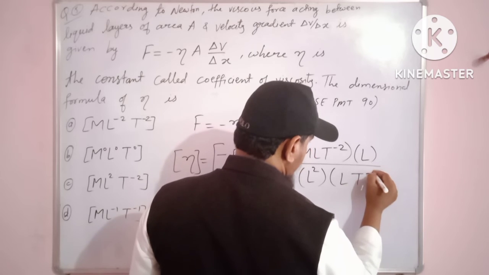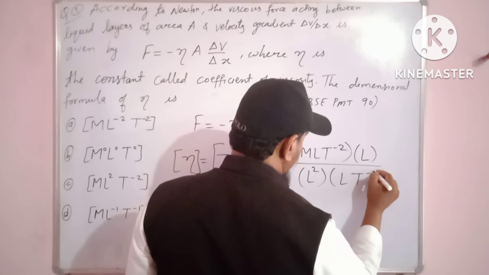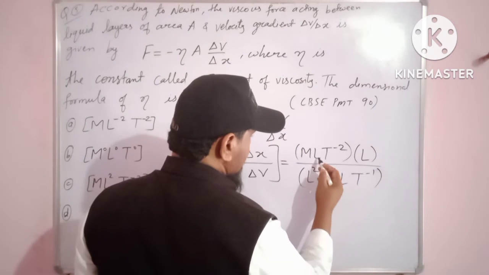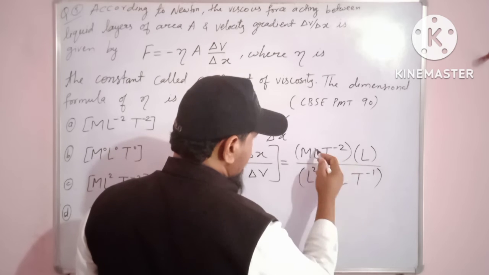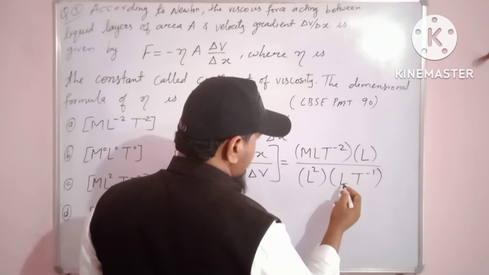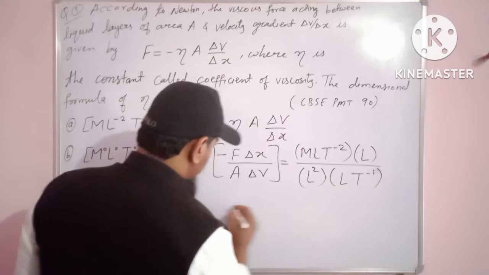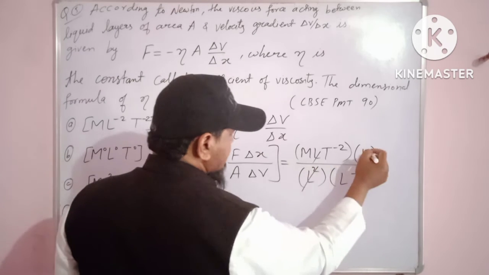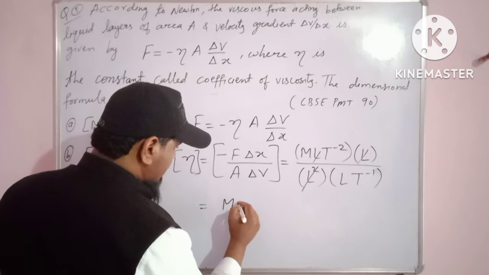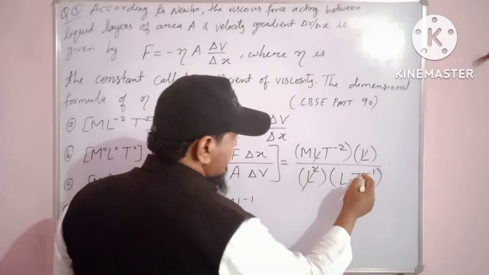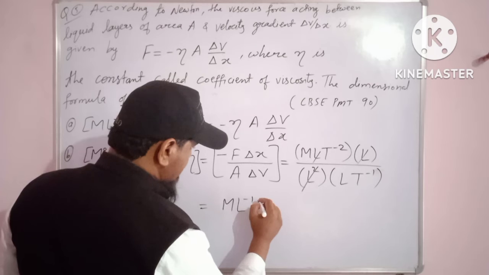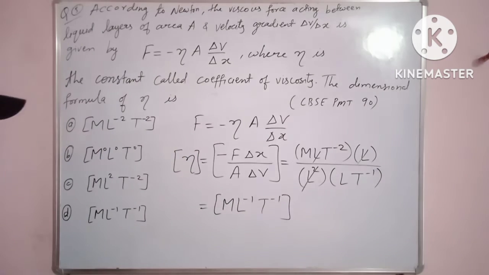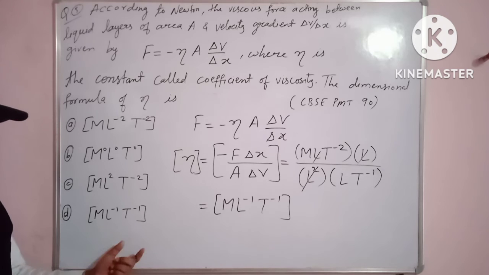If you know the units also, then you can easily find the dimensions, LT power minus 1. So what you will get, L square in the denominator will get cancelled by the numerator, and 1 L will be in the numerator. So M is left, then this L square will get cancelled by these two L's, L power minus 1, L power minus 1, and 1 T will get cancelled, so T power minus 1. So the dimensional formula of eta, that is the coefficient of viscosity, we are getting ML minus 1 T power minus 1.